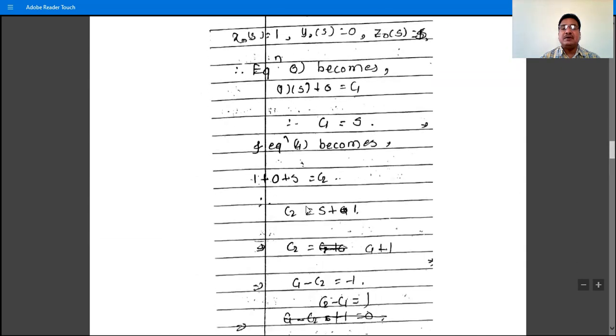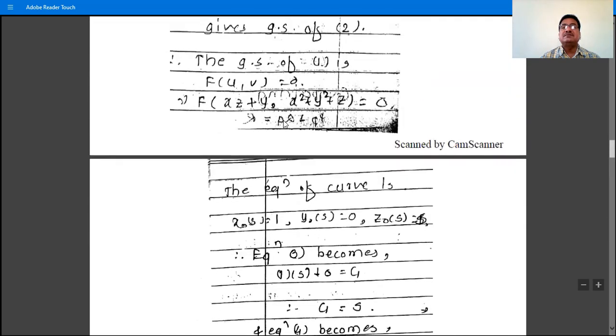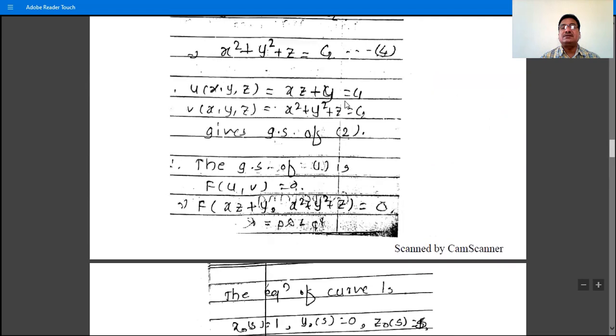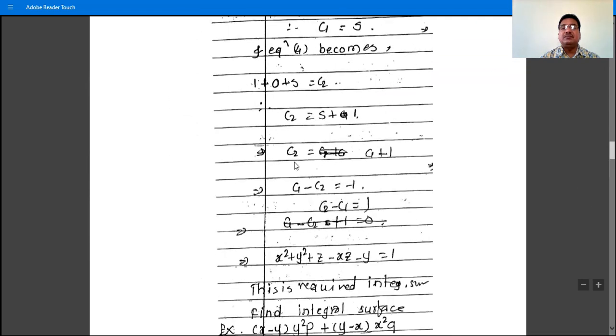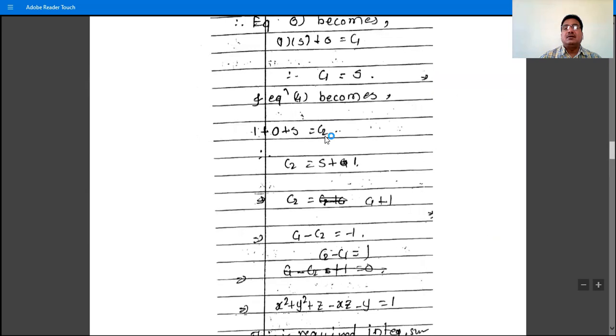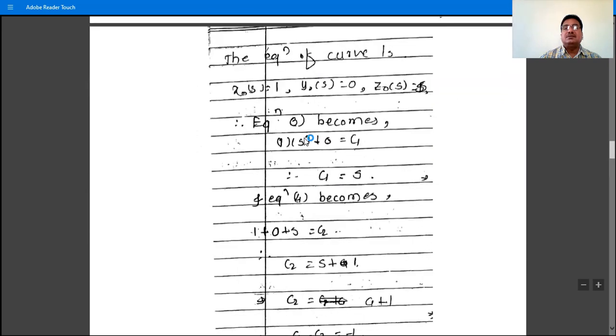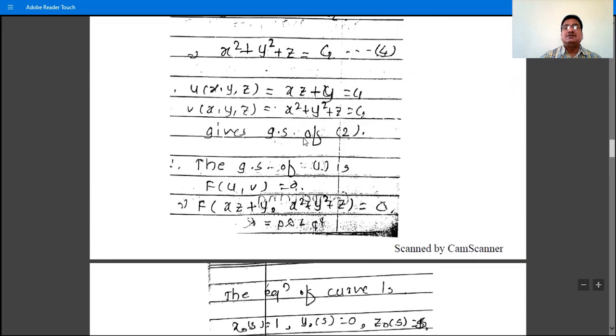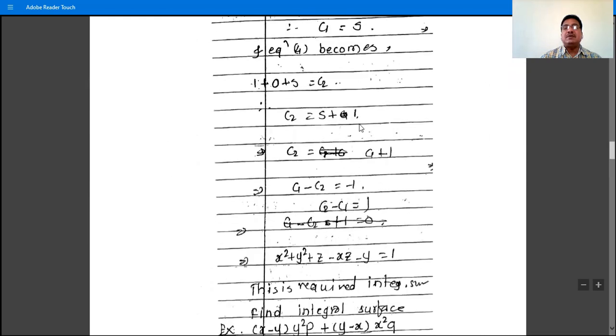So we have 1 square as 1 plus 0 plus s, z is s, is equal to c2, and therefore we have c2 is equal to s plus 1. So c2 is s plus 1.